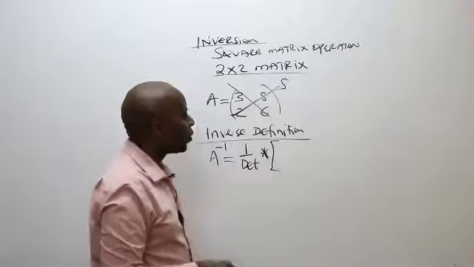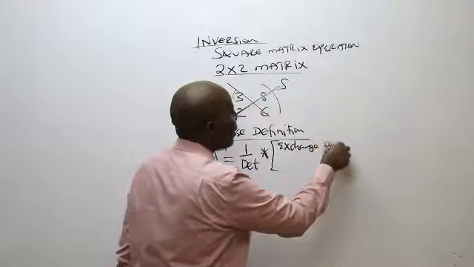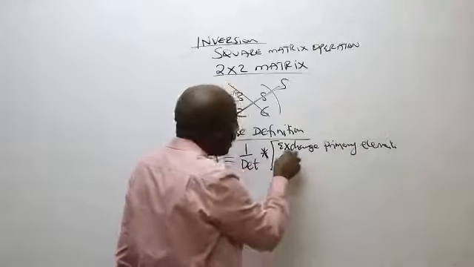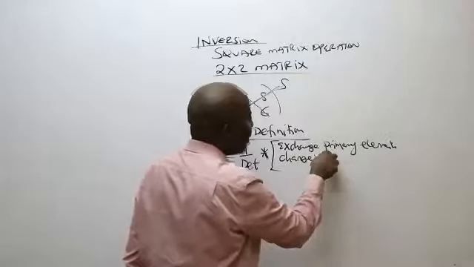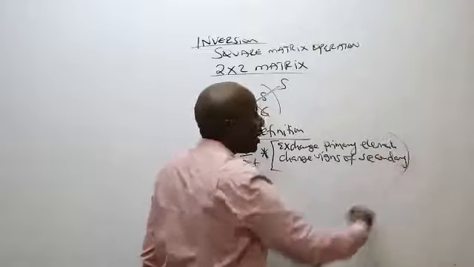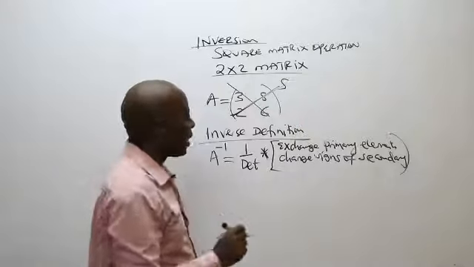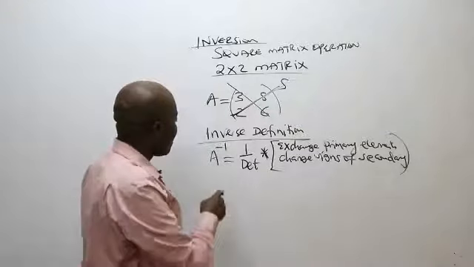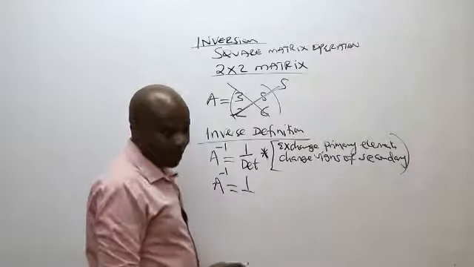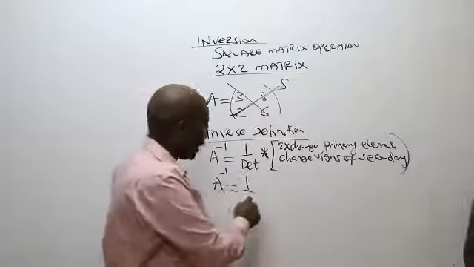Inside the brackets, what we shall do is to exchange the primary elements. And then, ladies and gentlemen, you change signs of secondary elements. So then if that is the case, then our A raised to minus 1 will be equal to 1 over the determinant that we got up there as 2.